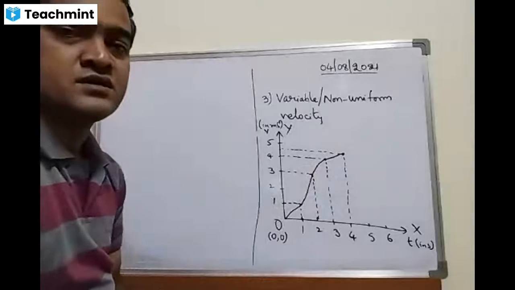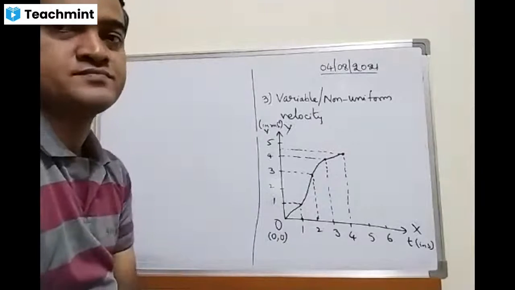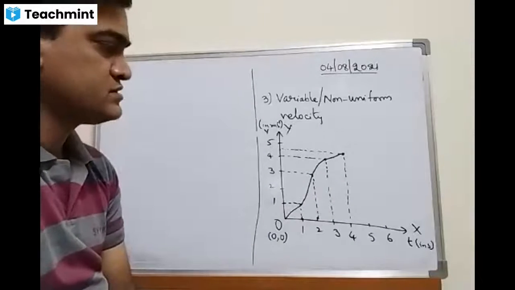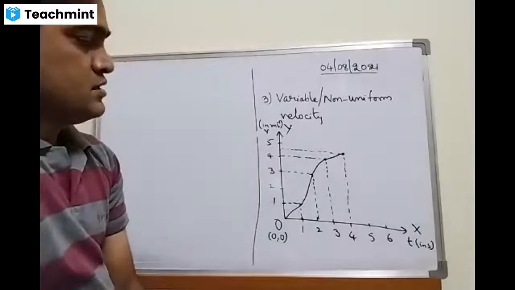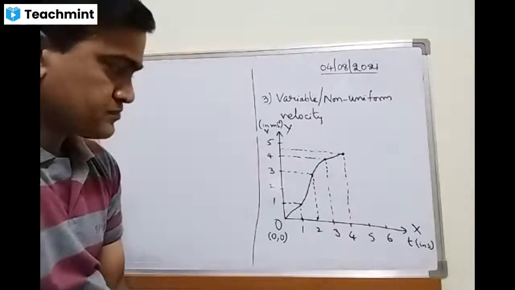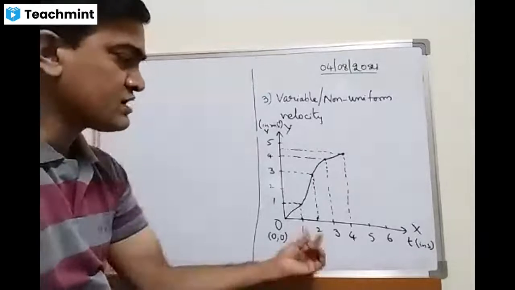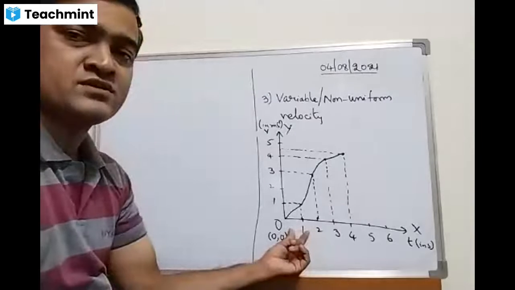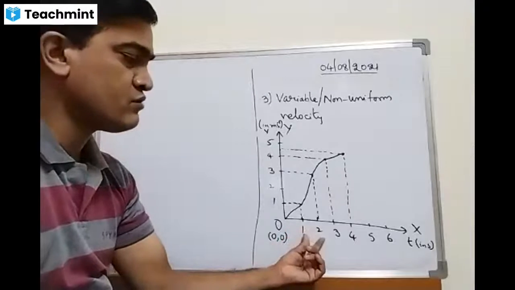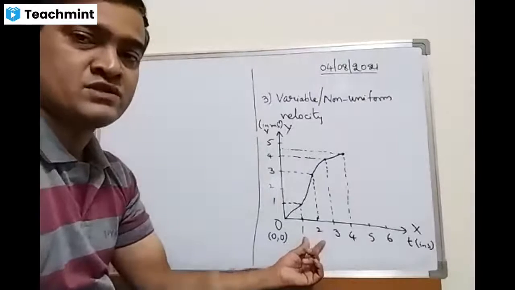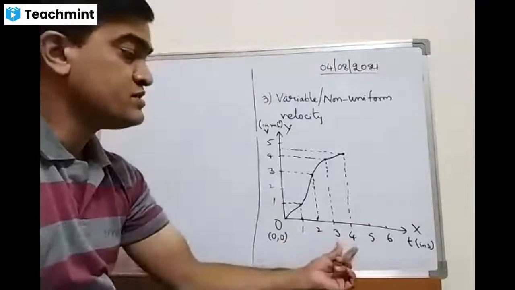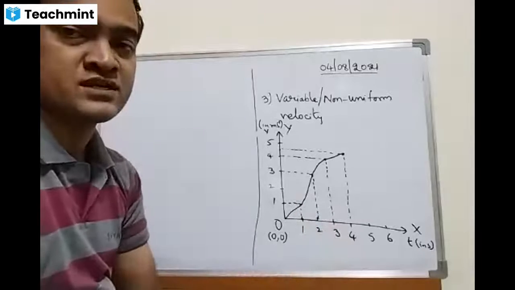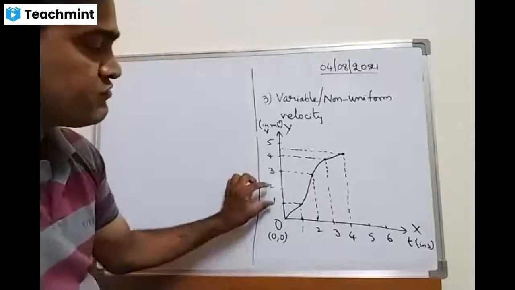Now, how is the graph? Graph is a curve, right? So graph is not a straight line. That means why? Because here I have taken equal time intervals. 0 to 1 second, the time interval is 1 second. Between 1 and 2, the time interval is 1 second. Between 2 and 3, the time interval is 1 second. Between 3 and 4, again time interval is 1 second. But how about the velocities?